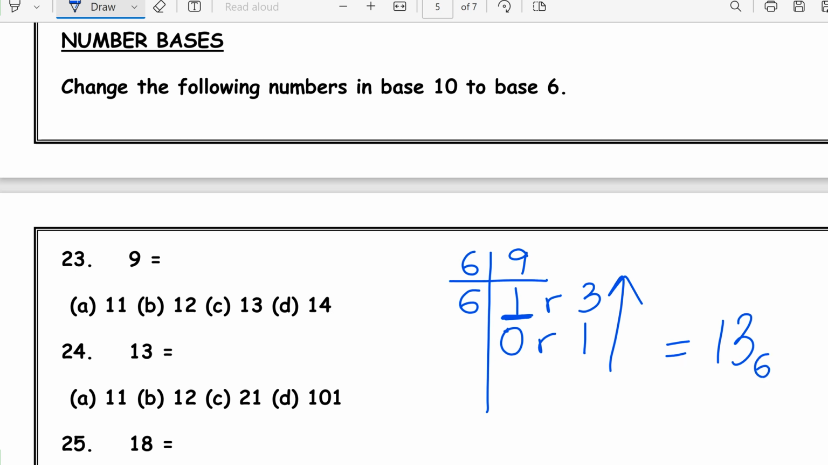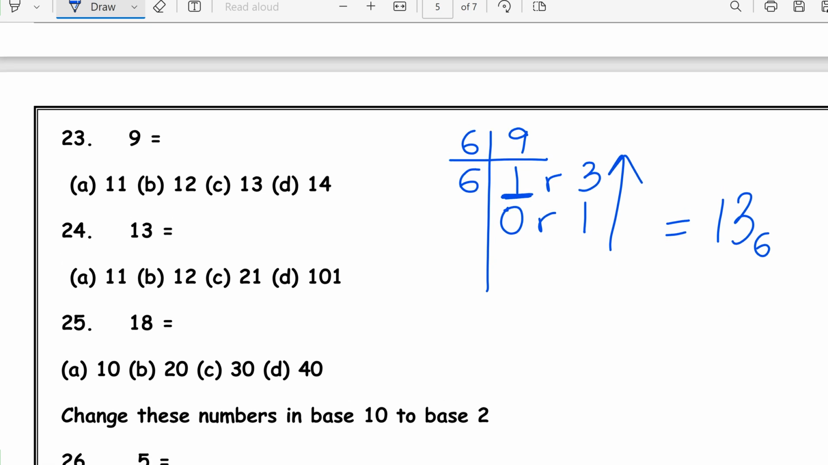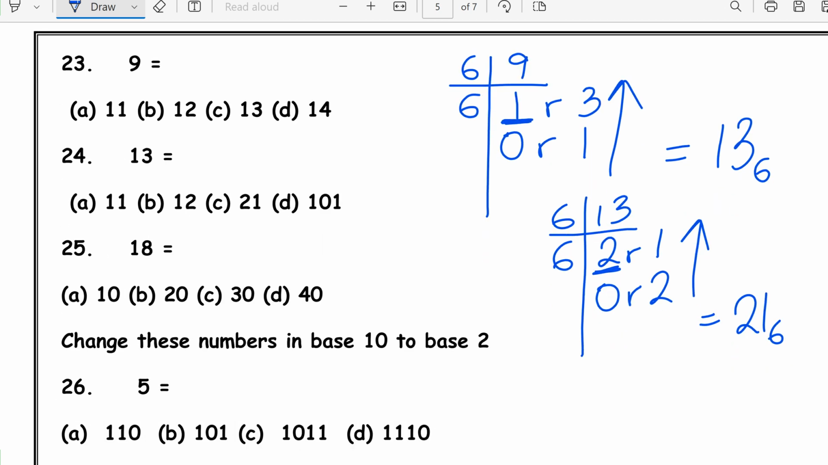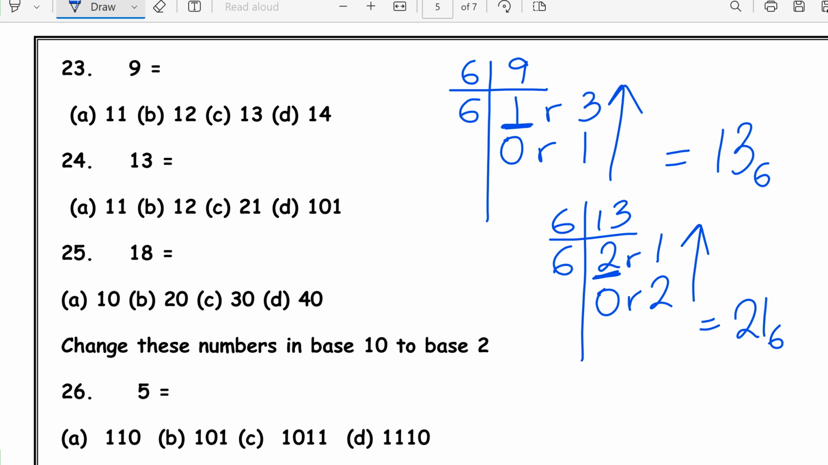Okay? Now let's go on to number 24. Same way. 6 in 13. That will be 2, remainder 1. 6 in 2 is impossible, so you write 0, remainder 2. And when you pick it, you have 21 base 6. So I'll leave you to do number 25. And exactly the same way we did the one that has to do with taking it to base 6 is exactly what we do for base 2. But this time around, we divide by 2.